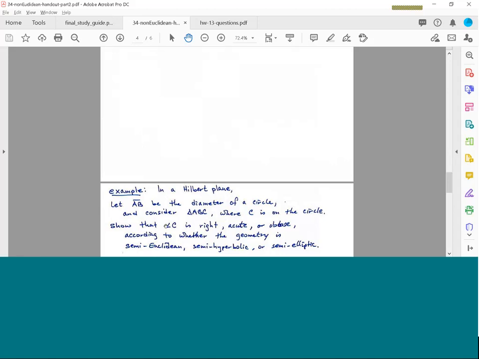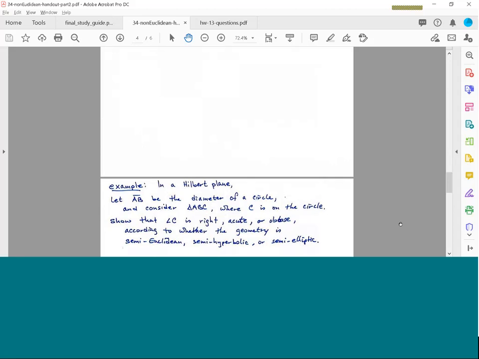What we want to do is show that our angle C is right, acute, or obtuse. So three options there for our angles, according to whether our geometry is semi-Euclidean, semi-hyperbolic, or semi-elliptic. If it's Euclidean, it's a right angle. Hyperbolic, angle C is acute, and elliptic, angle C is obtuse, is how that's read. So respectively should have been added to the end of that sentence.